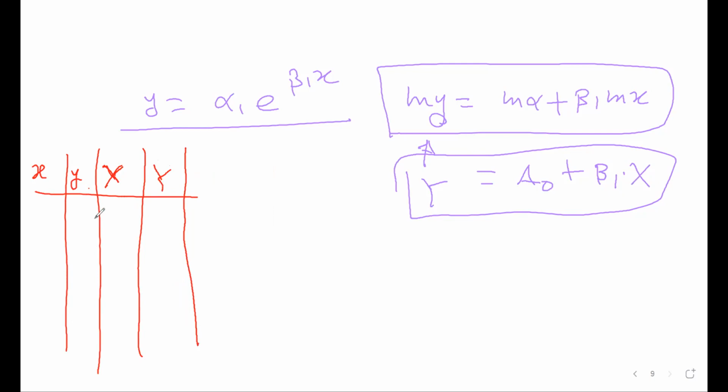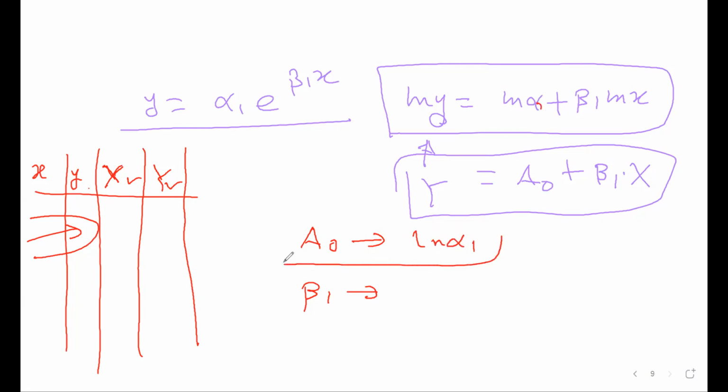Yes, sir. Now you forget the original relation for the time being. Using this, you apply the straight line curve fitting regression technique that we used earlier to find the coefficients A0 and beta 1. Beta 1 can directly be used there. And if your A0 is available, you see that A0 equals ln alpha 1, so you can easily calculate alpha 1. In this way, you can proceed, isn't it? Isn't it very interesting? Yes, sir. But not always is this possible.